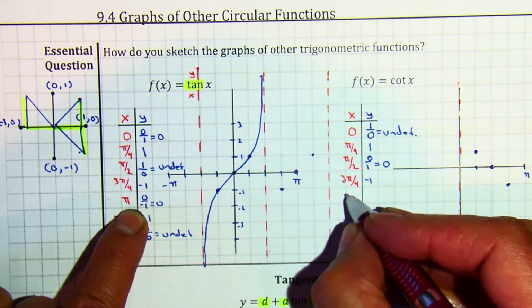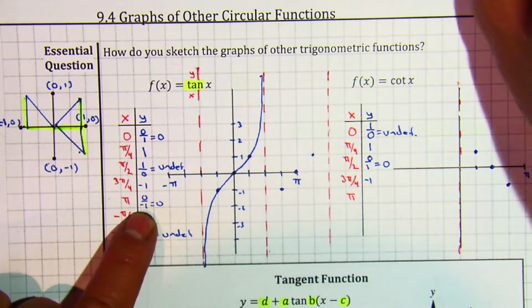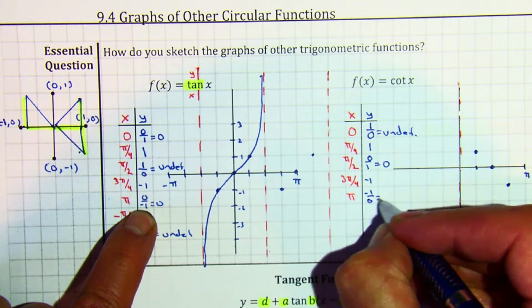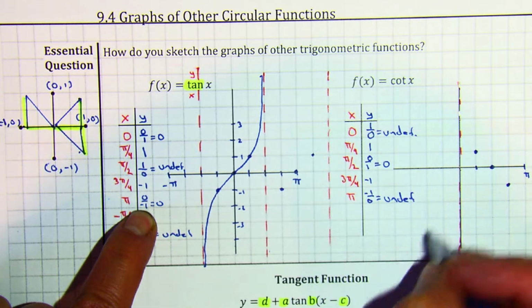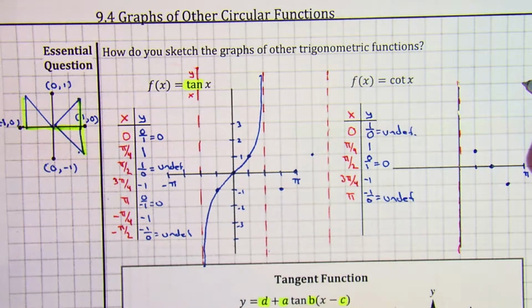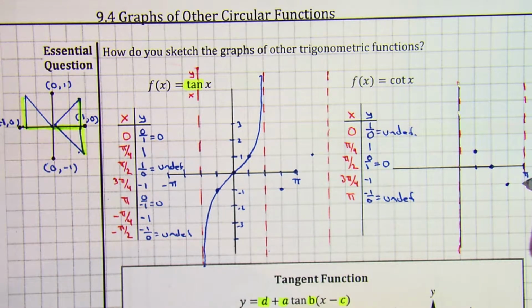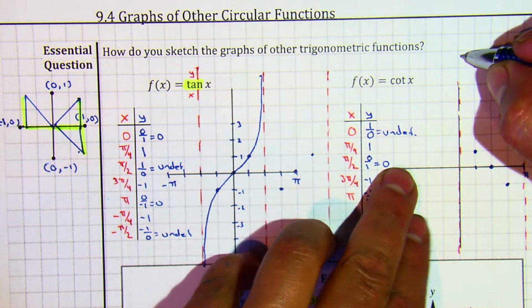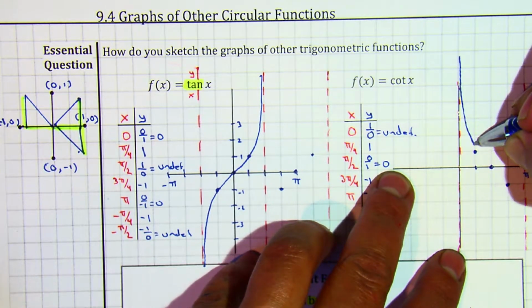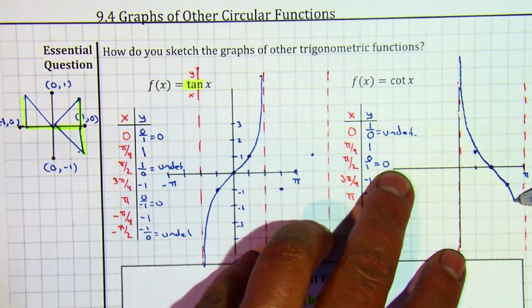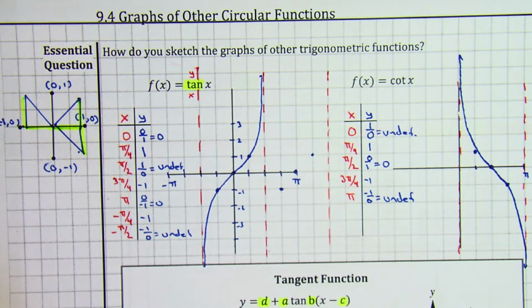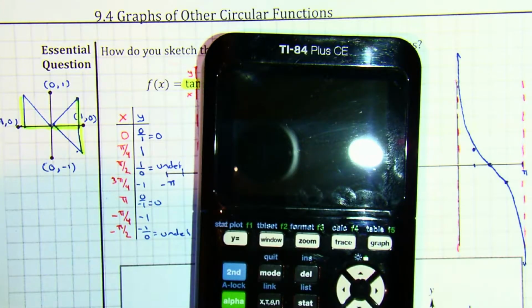At pi, it was 0 over negative 1. The reciprocal is negative 1 over 0, which makes it undefined. So therefore at pi, we have our other asymptote. So this is the graph of a cotangent. Coming down, hitting those points, and then it gets closer and closer to your asymptote on both sides. And then you'll repeat once again. So if I graph cotangent on my graphing calculator.